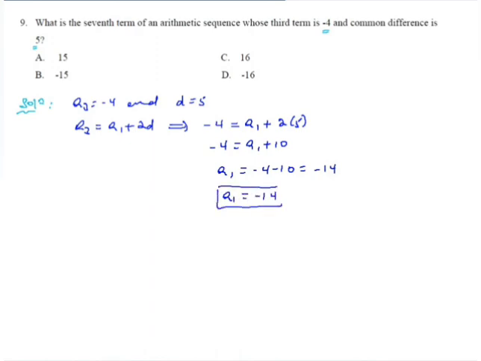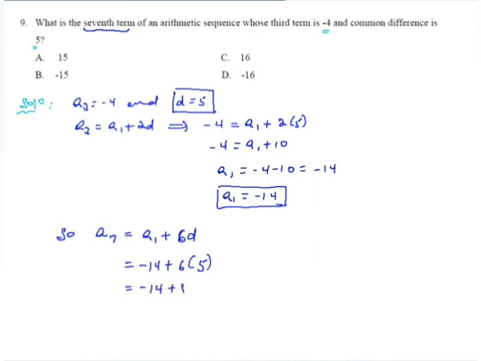Now we need the first term and the common difference to determine the seventh term. The question asks for the seventh term. Using the nth term formula for arithmetic sequences, the seventh term is the first term plus (7 minus 1), which is 6, times d. So -14 plus 30. The result is positive 16. Therefore, the seventh term will be positive 16.